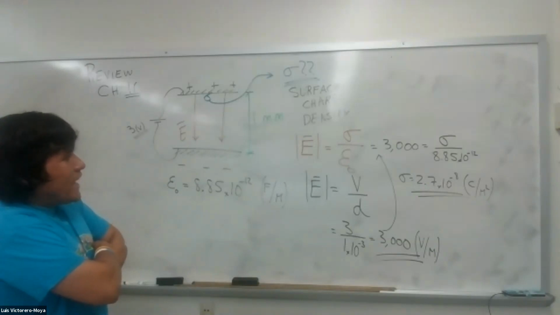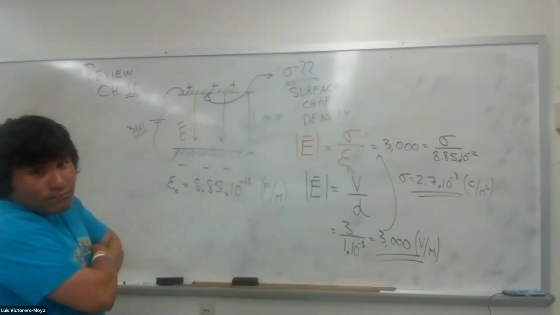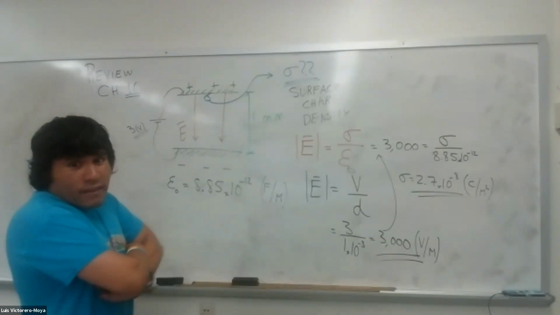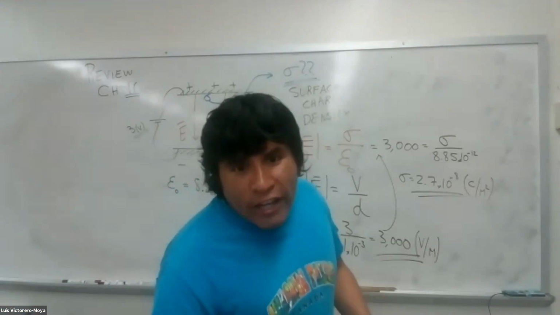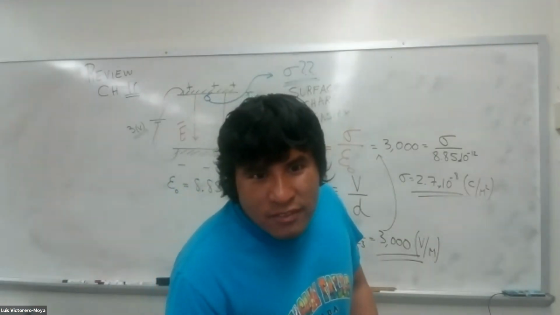And if I was giving you the area of one of the plates, you can get a charge, right? The sigma times the area gives you the charge of the plates. All right? Okay, theoretical question.